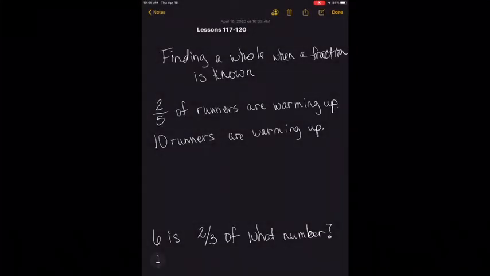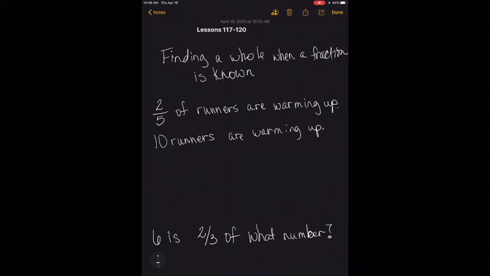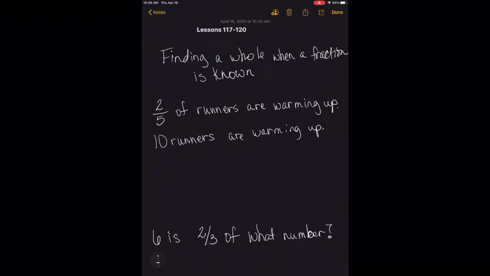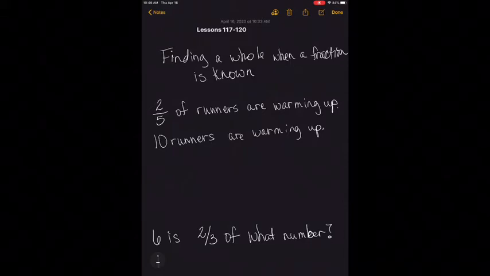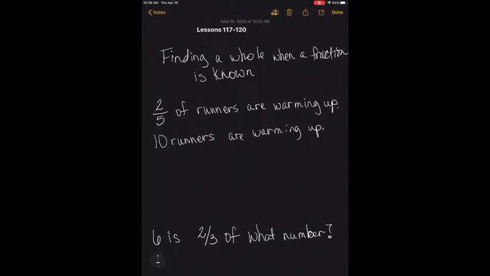Lesson 117 is about finding a whole when a fraction is known. Okay, so we've definitely had problems where we've maybe said 2/3 of 60 dogs were white. Something like that. How many dogs were white? But now we're going to have a missing number.